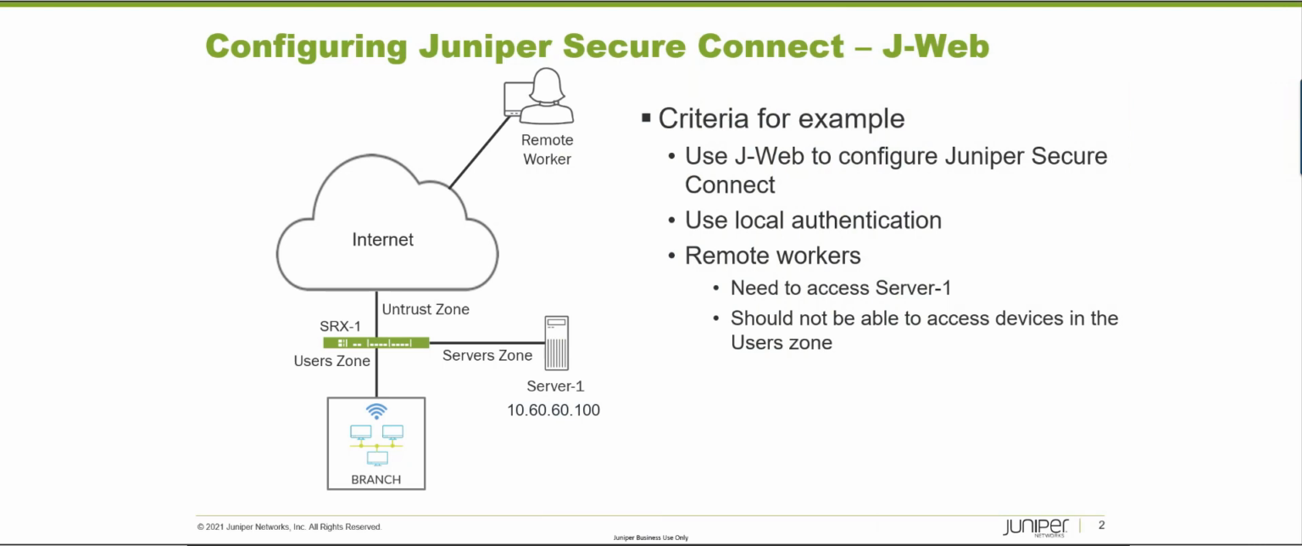And then we have the remote worker that is connected to the internet that needs to access server one in the servers zone. All right, so how are we gonna do this? Well, we're going to use Juniper Secure Connect to provide that access. And we're going to use JWeb to configure it. With this, we're going to use local authentication.